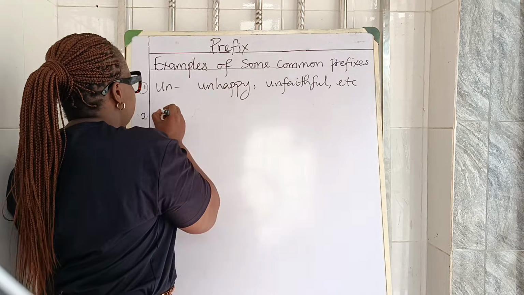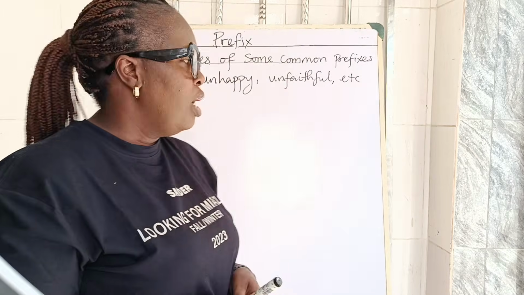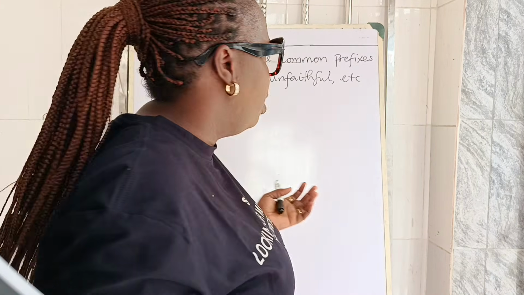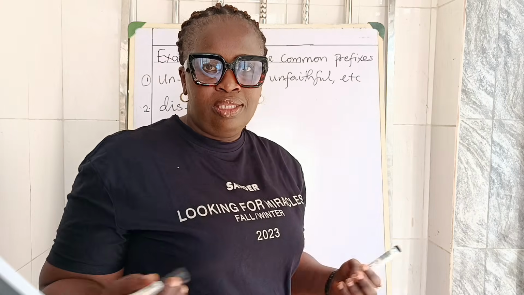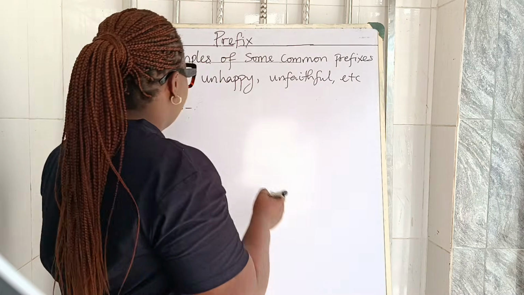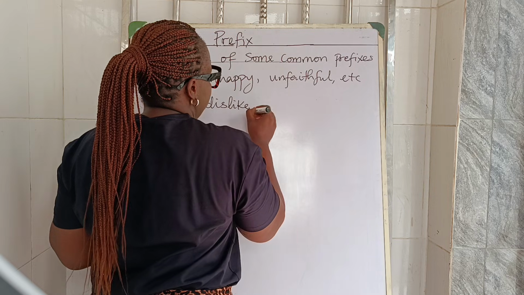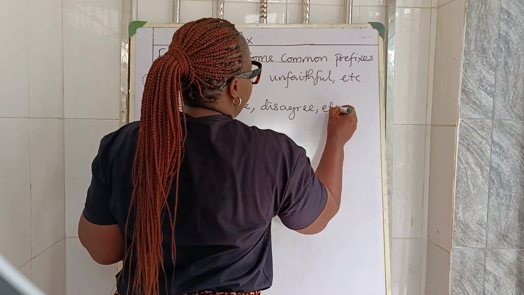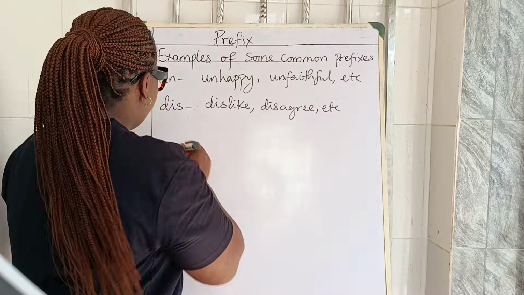Let's look at number 2. Number 2 is this. D-I-S. Dis. And it also means not or opposite. Like when you say disadvantage, dislike, disagree. We'll have dislike, disagree, etc.